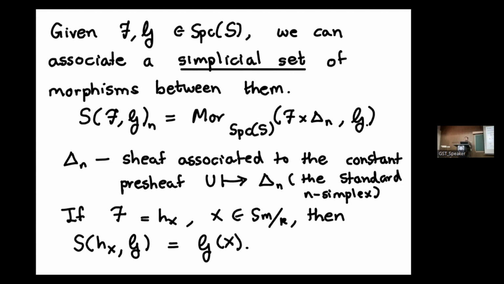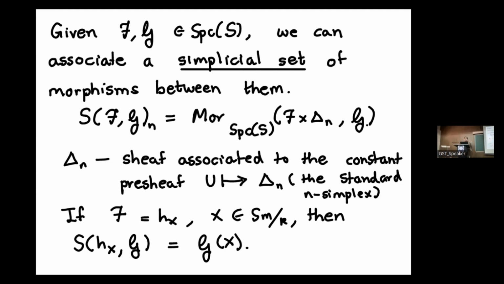And then what are the one simplices? They are morphisms from X cross delta 1 into Y. Okay, and then when you look at the two simplices in this simplicial set of morphisms from F to G, they are roughly supposed to be like homotopies between homotopies, right? Basically triangles. So you can think of a triangle as a homotopy between homotopies if the one simplices are just the homotopies.